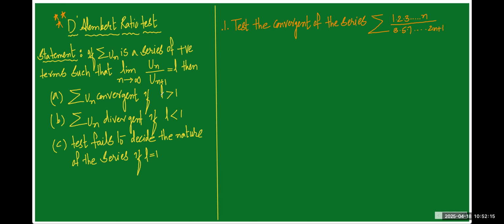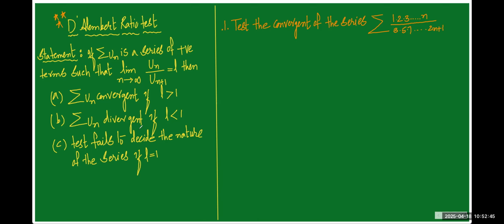Similarly, the same value, limit n tends to infinity un by un plus 1, is said to be divergent if it is less than 1. That is, the value of L should be less than 1, maybe 1 by 2, for example. Now, the test fails to decide the nature of the series if L is equal to 1. After the limit comparison test, we have D'Alembert ratio test.